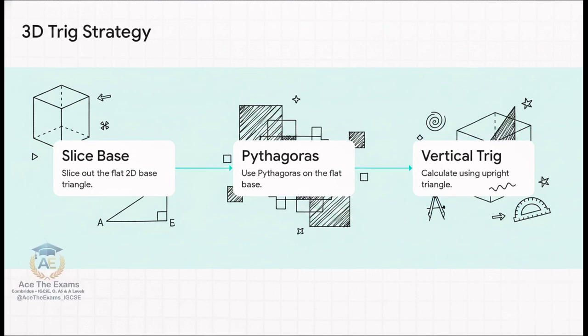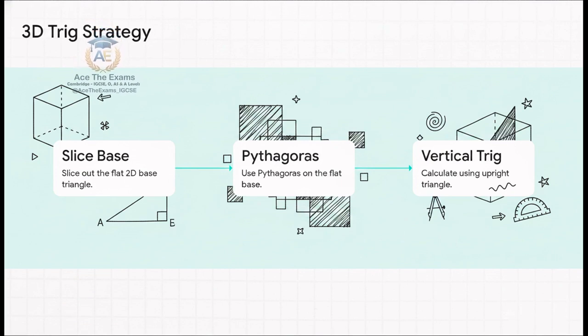Now listen to me. Do not turn this into a decimal yet. This is where Alex messes up. Alex turns it into a decimal, rounds it off way too early, and loses the final accuracy mark at the end of the paper. Keep it exactly as the square root of 18. Now, step 3, calculate the vertical trig.